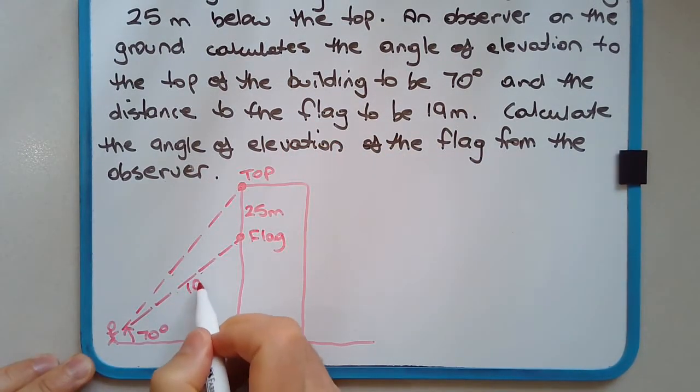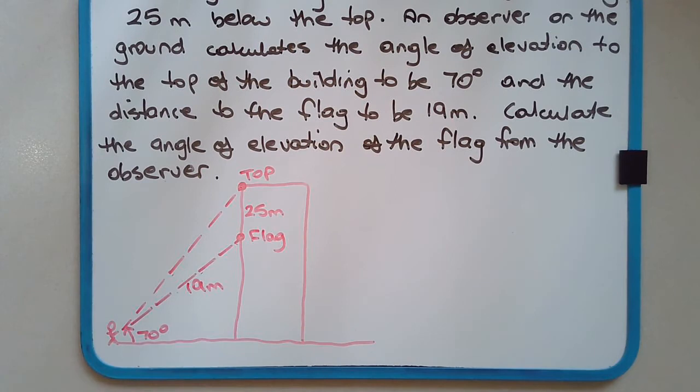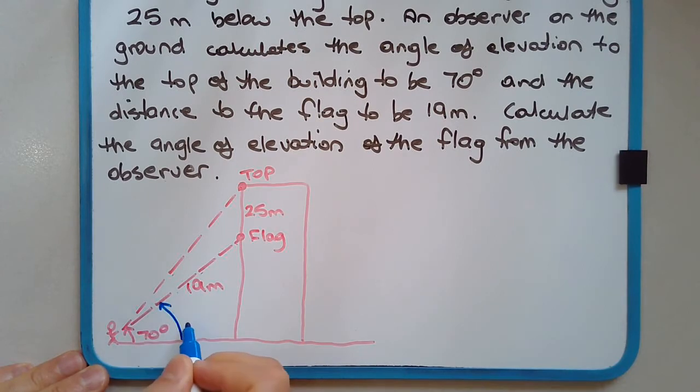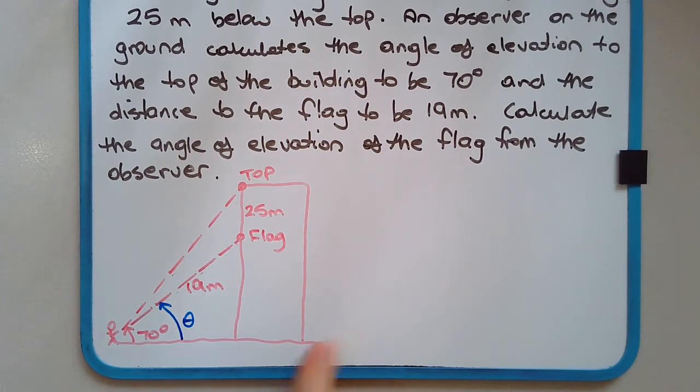And that's 19 meters there. Okay. And we want to find the angle of elevation of the flag from the observer. So what we're looking for is this angle here. Call that theta there. Okay. So how would we go about something like this?